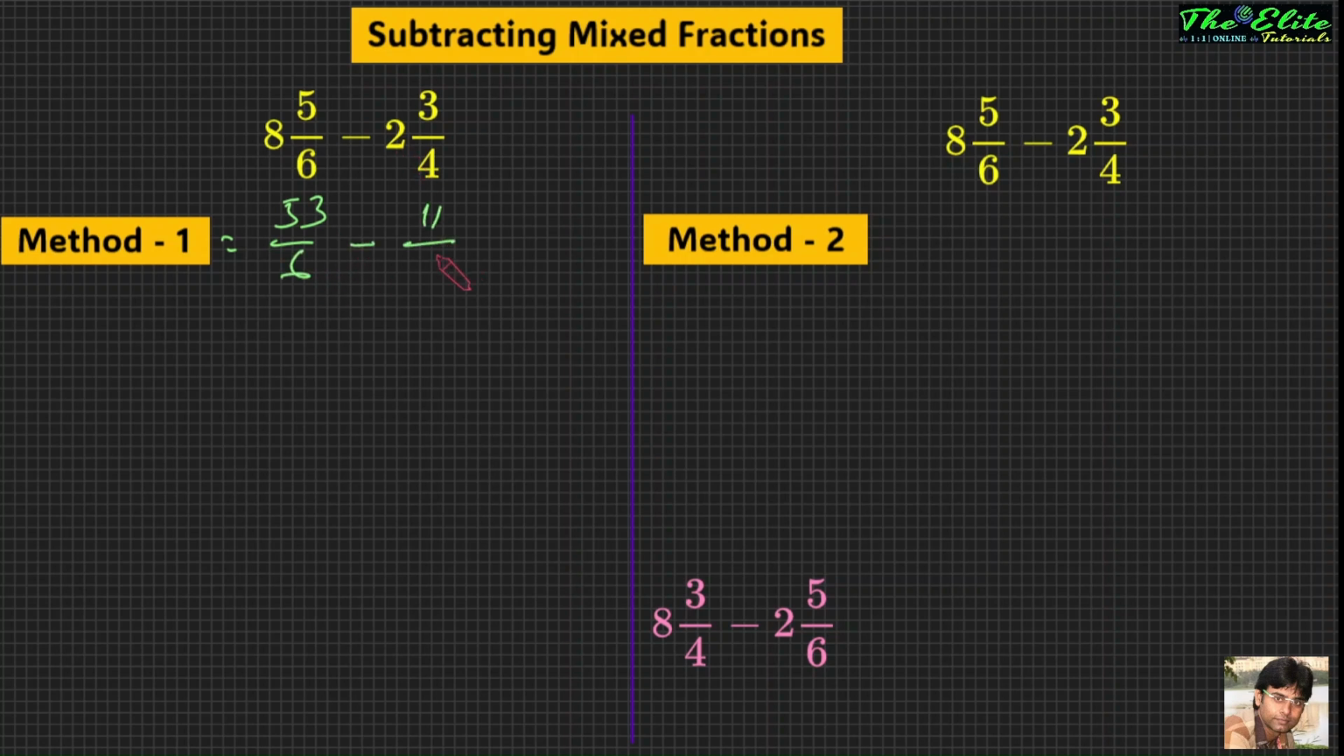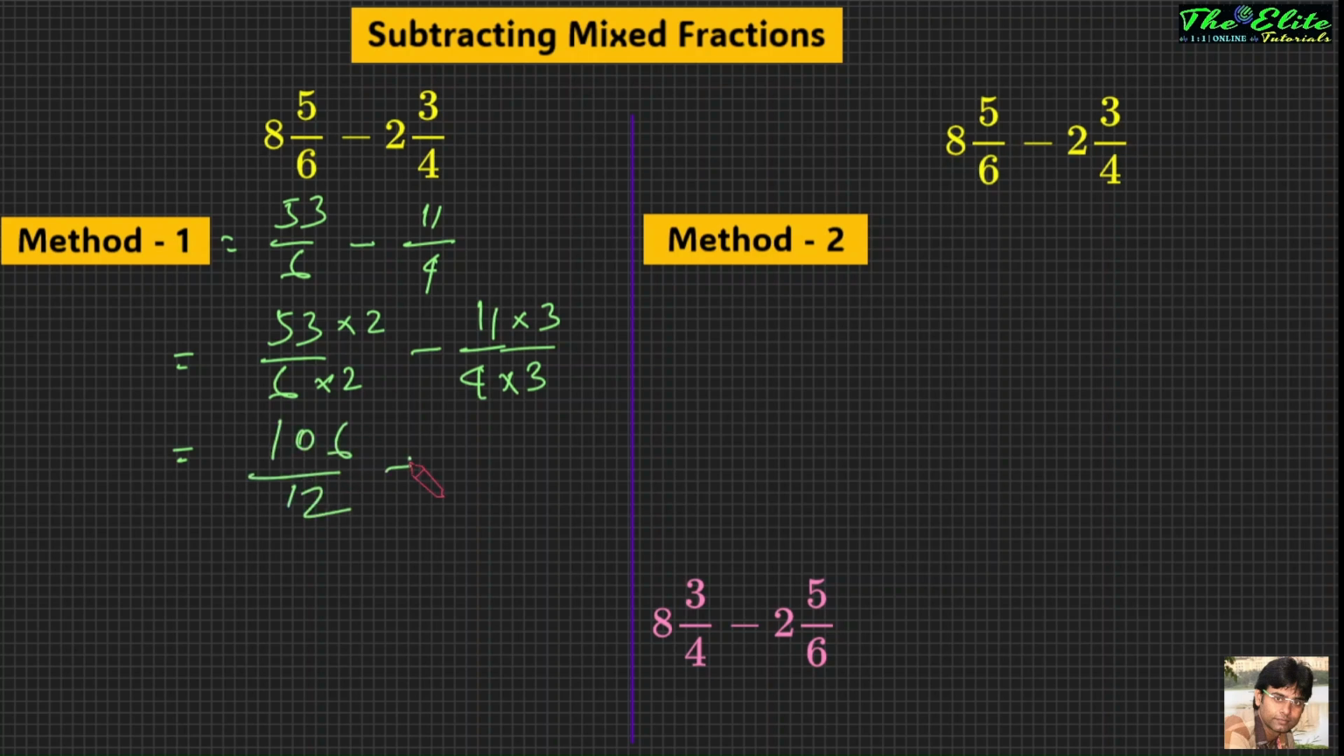Here, yes, 11 by 4. Now 6 and 4, the common factor is 2. So if we go on finding their LCM, it is 12. So you can write here 53 by 6. You have to make it 12. We will multiply by 2. Multiply by 2. You are going to make 4 as 12. Multiply by 3. Multiply by 3 in the numerator as well. So it is going to be 106 over 12 minus 33 over 12.